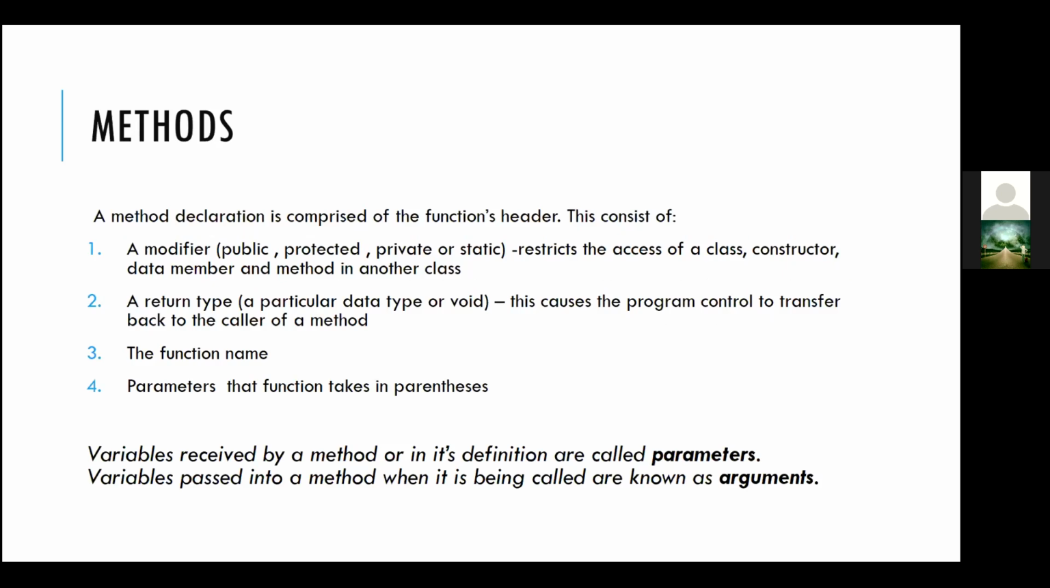Number three, a function name. Number four, parameters that the function takes, in parentheses. Take note that variables received by a method in its definition are called parameters. Take note that variables passed into a method when it is being called are known as arguments.